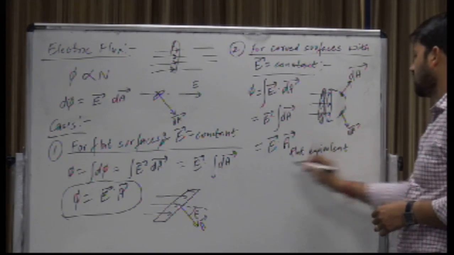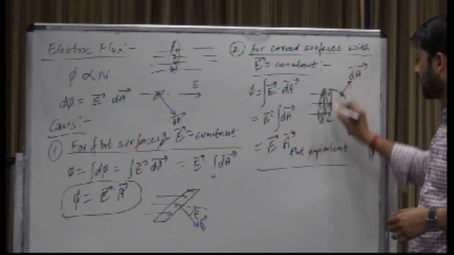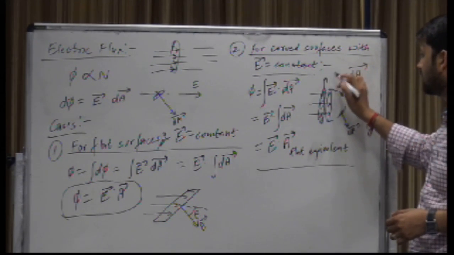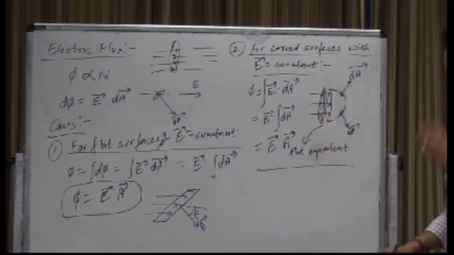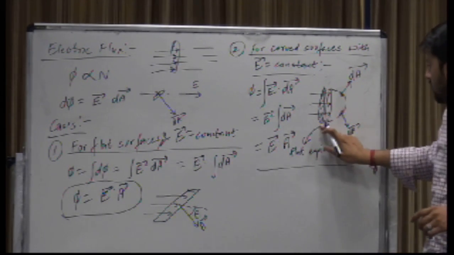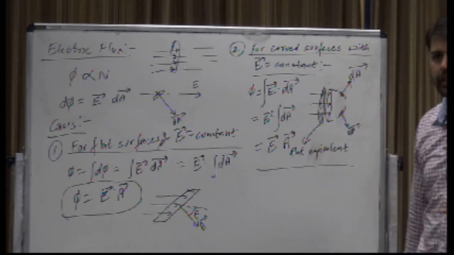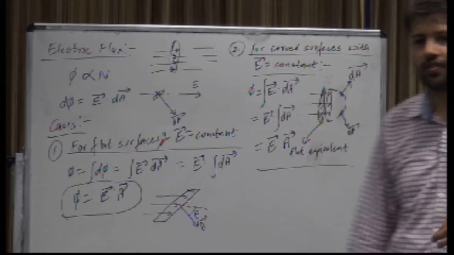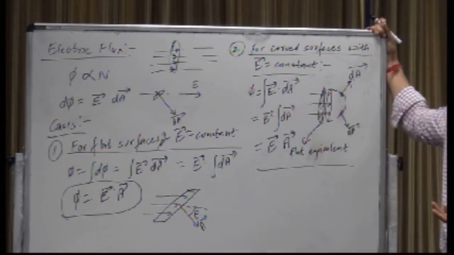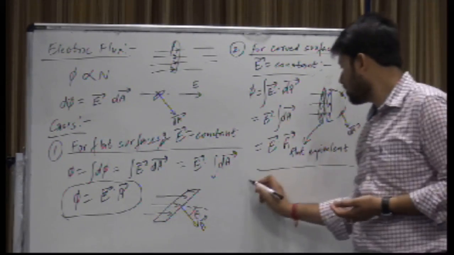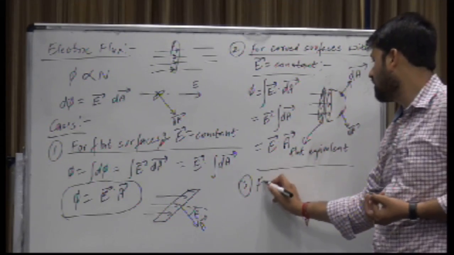This is the area of flat equivalent. You can anytime replace a curved surface with a flat surface, such that the number of field lines are same.